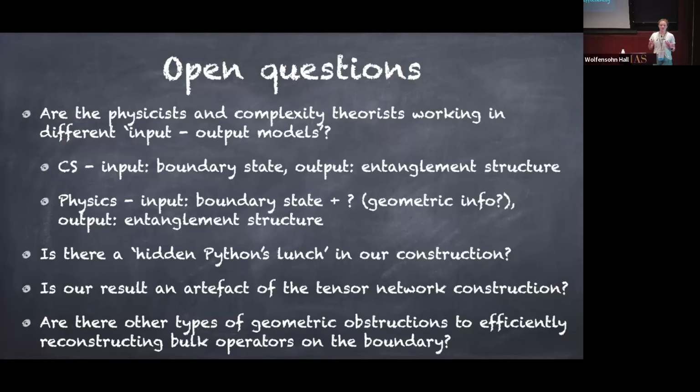Another potential answer might be that a physicist might say that our result is just an artifact of the tensor network construction. This would, I think, be the least interesting outcome, but I also think it's the least likely one. And the reason for that is we use tensor networks in our construction in order to give a boundary state that obeys the Ryu-Takayanagi formula, which we can then apply our brickwork PRI construction to. But the only reason we use tensor networks is just to have a concrete example to work with.